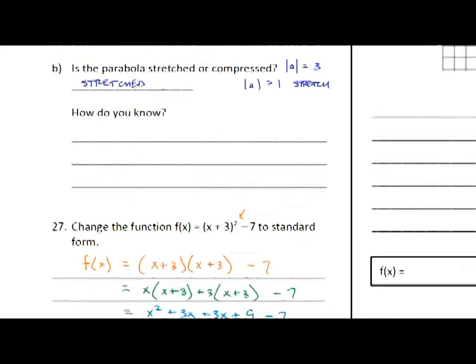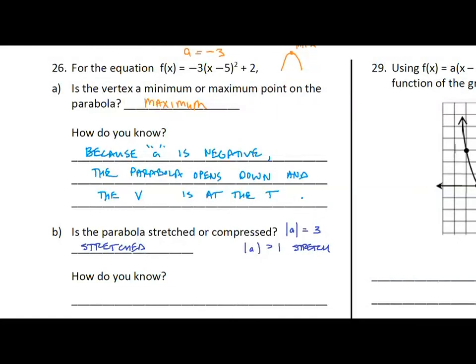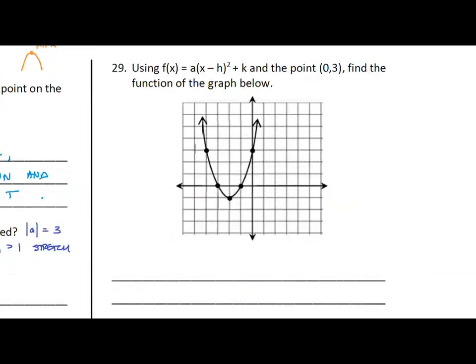Alright, let's go to 29 and 30. Let's see how fast we can get these done. Number 29, using f of x equals a times x minus h squared plus k. Class, that's just the vertex form quadratic. So I'm just going to write here, this is just vertex form.